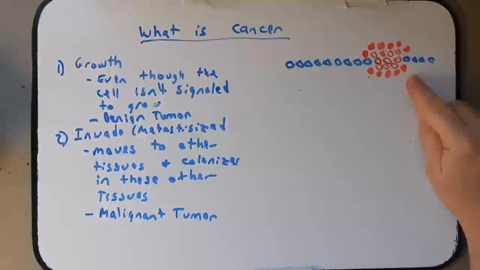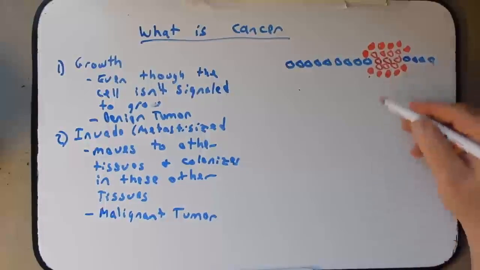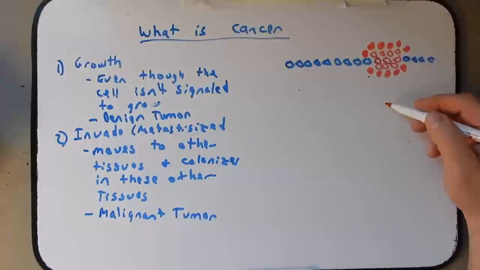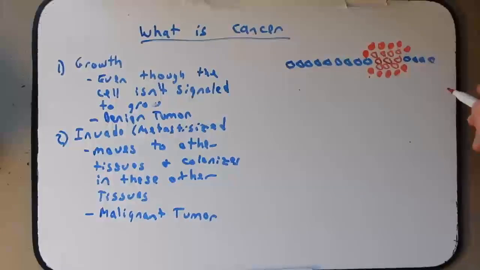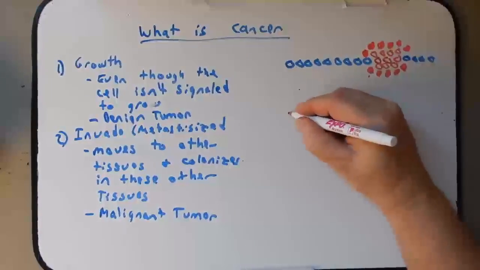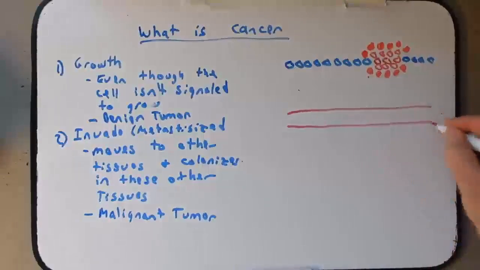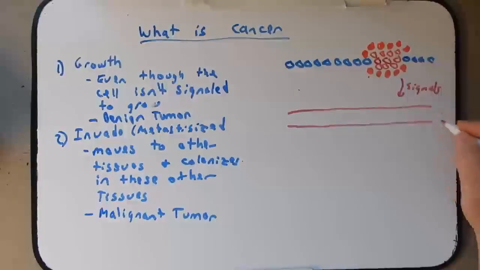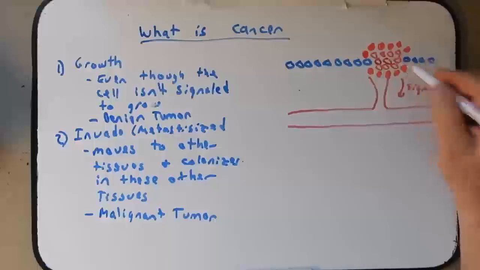So at this stage here, it's still a benign tumor. And in order for it to metastasize and move to a new tissue, it's got to find a source of transport, either blood vessels or the lymphatic system. So what it will do in order to transport and metastasize is there may be a neighboring blood vessel here, and it will send out signals to this blood vessel to recruit the blood vessel to this tumor.